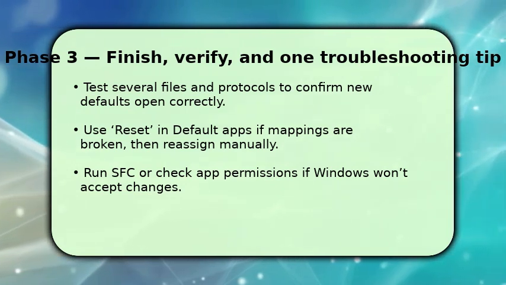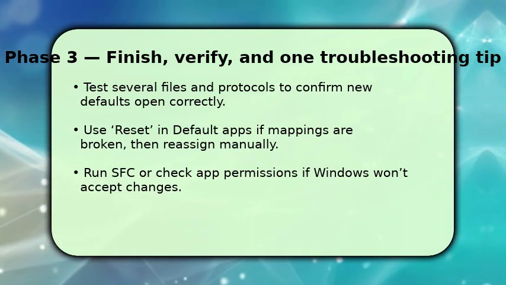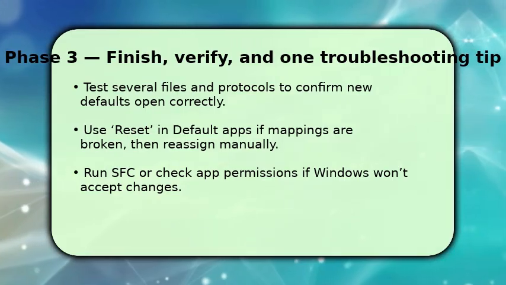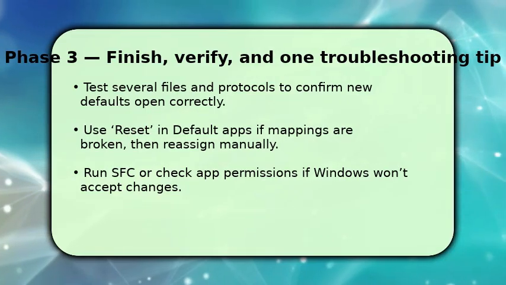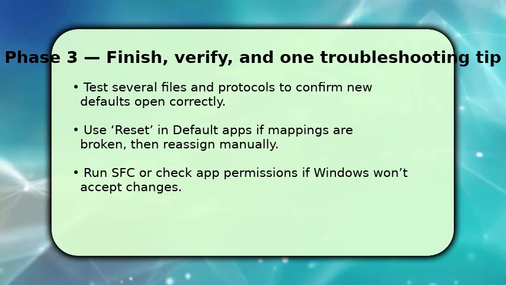If something fails, use Reset under Default apps to revert to Microsoft's defaults, then reassign your choices deliberately. This often clears corrupted associations.